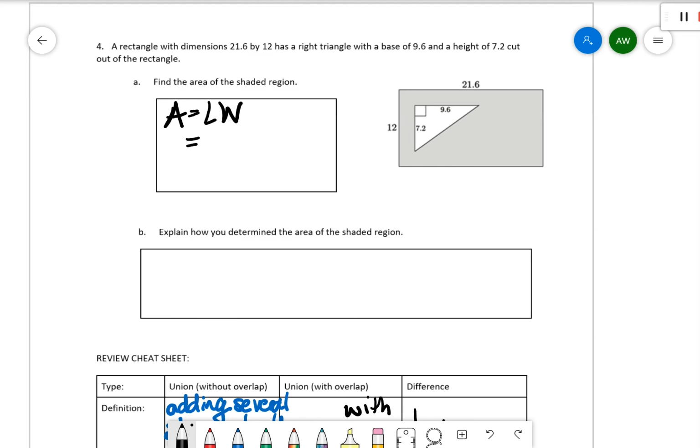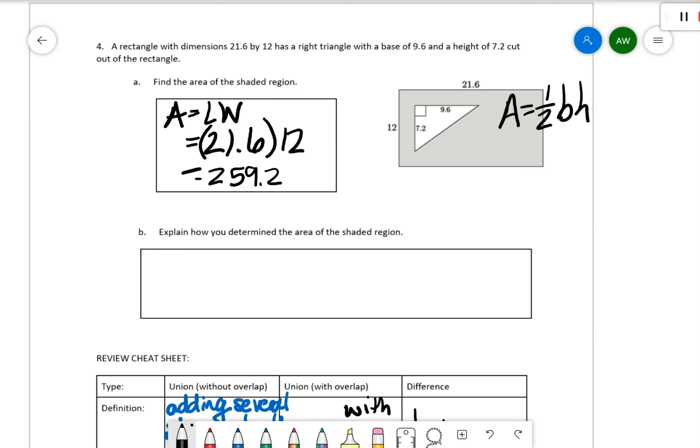and that will be 21.6 times 12. We get 259.2. Now we need to find the area of the triangle. So that area will be 1/2 base times height. Our base is 9.6. Our height is 7.2. So if I'm finding that area, I get 34.56.